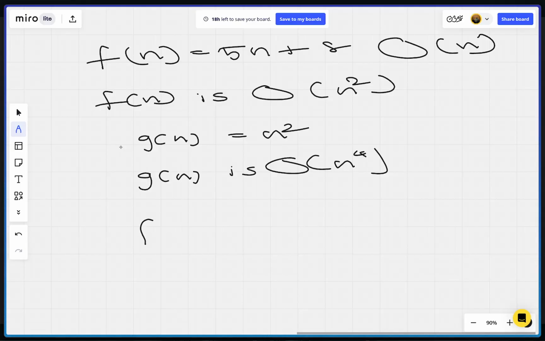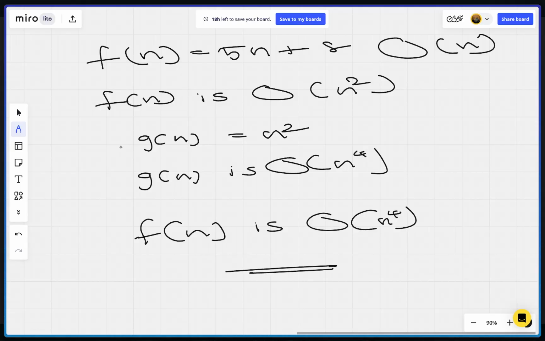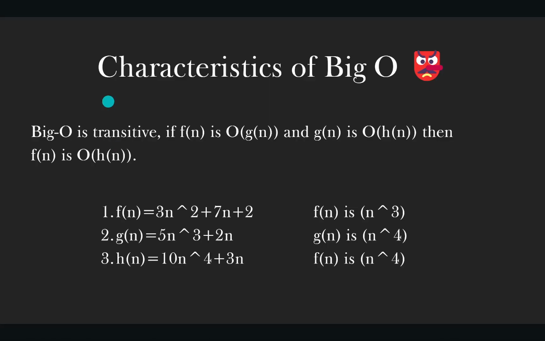In the same way, we can say f(n) is O of n to the 4. That's what I'm saying over here. This was in Manjush's note. Big O is transitive, that means if f(n) is O of a particular function, and that particular function is O of another function, we can say f(n) is O of that third function.